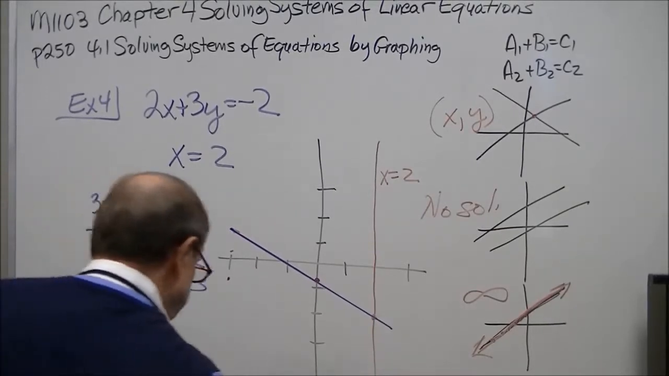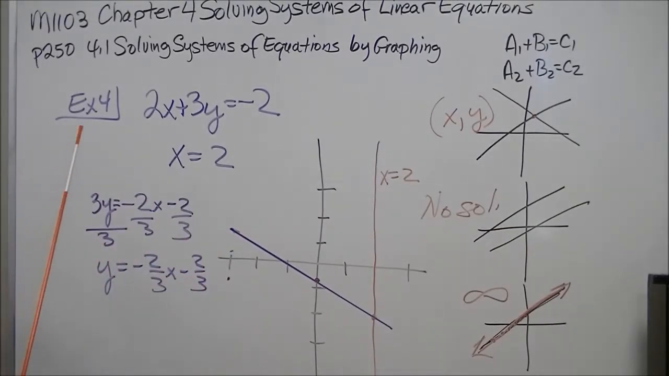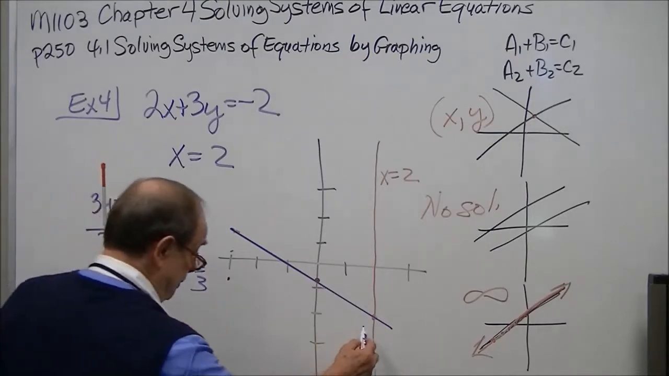As we go on to this next one, example 4, we have our 2 equations. And again, this one doesn't lend itself to a T-chart very much because you get fractions. So I solved this first equation for y, and I got this. And then the second equation is just x equals 2, which is that vertical line. So I'm going to plot my y-intercept as a -2/3, which is right there. Then I'm going to do my run of -3 right there, my rise of 2 right there, and I get my 2 points.